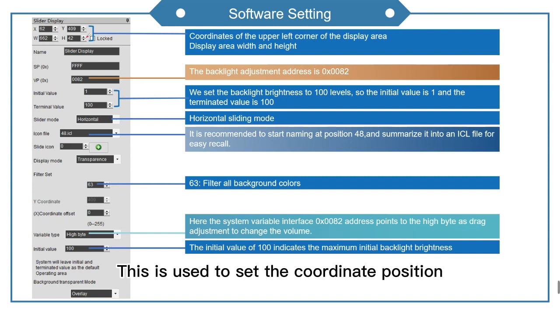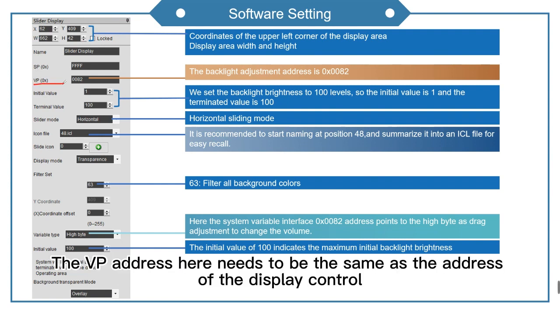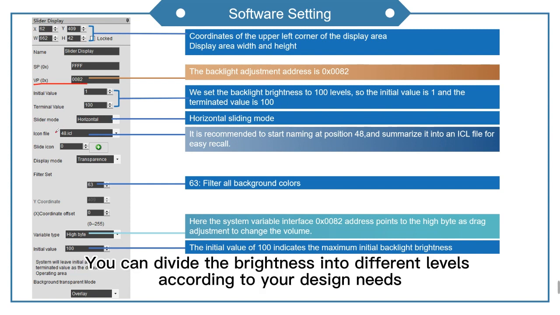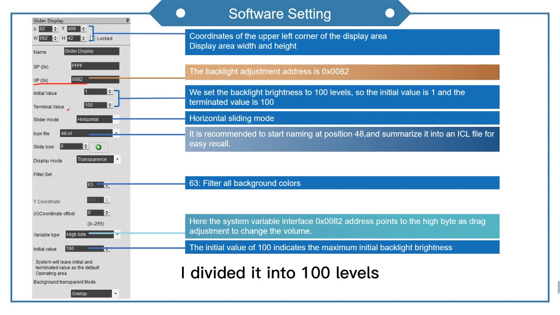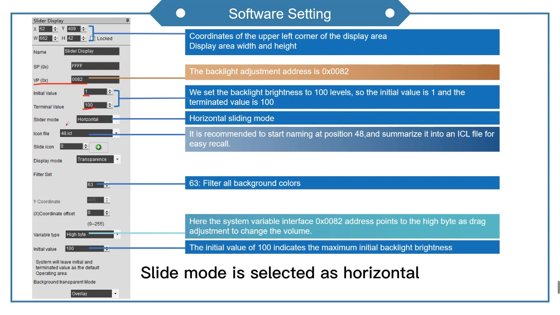Again, this is used to set the coordinate position, width, and length of the touch area. The VP address here needs to be the same as the address of the display control, so we set it to 0082. You can divide the brightness into different levels according to your design needs. I divided it into 100 levels, so the initial value is 1 and the terminated value is 100. Slide mode is selected as horizontal.